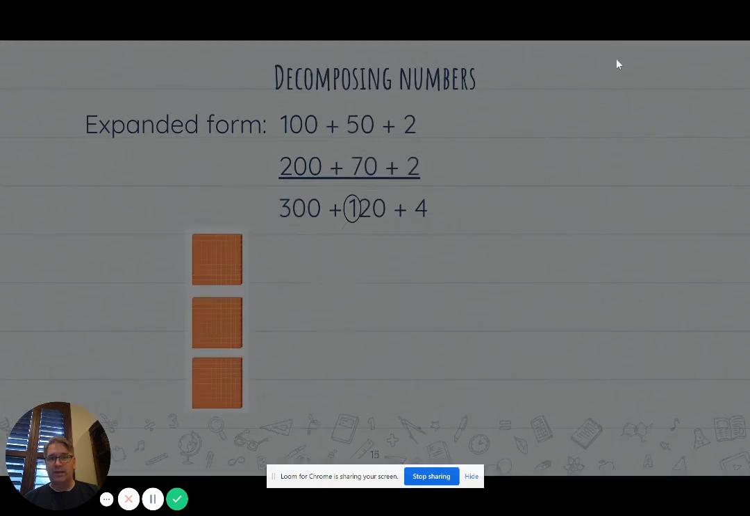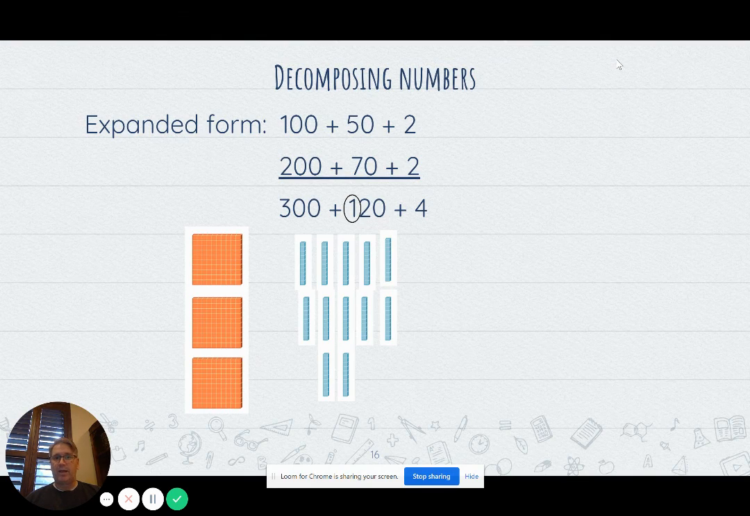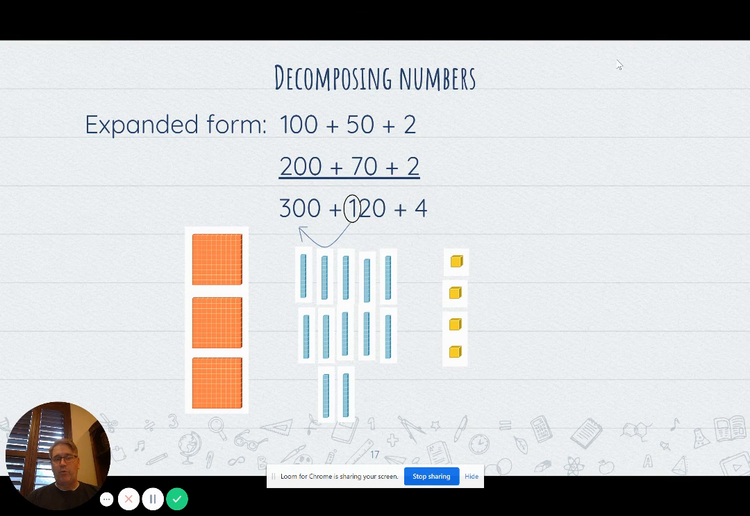So let's show that physically. Here's the 300 represented with our 3 hundred base 10 blocks. Then in our tens place, we have 12 sticks of 10, which adds up to 120. And finally, we have our 4 ones. But again, the issue is how do we regroup that 100 from the 120 into the hundreds place? Well, let's circle 10 of our 10 sticks. 10 tens makes 100, and we're going to move that into the hundreds place.